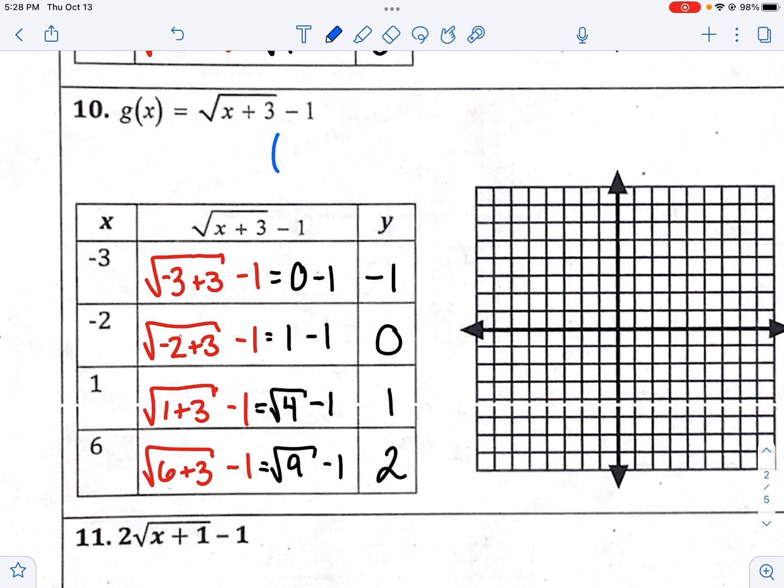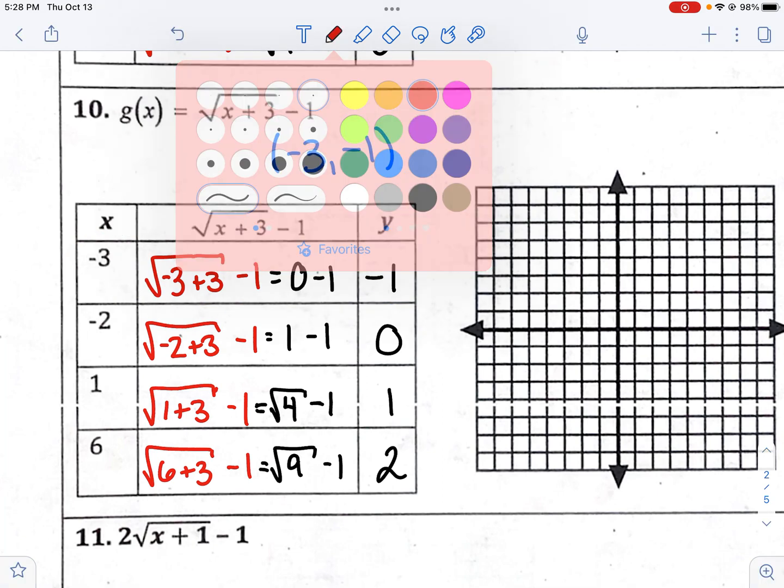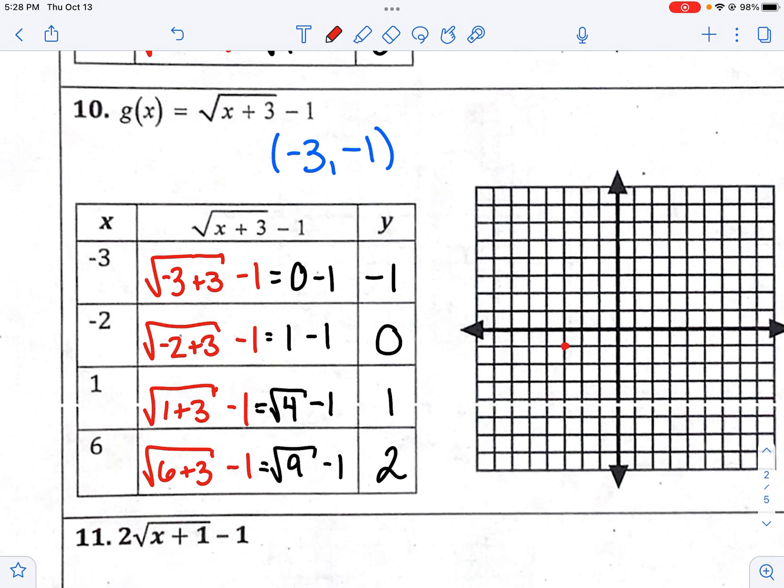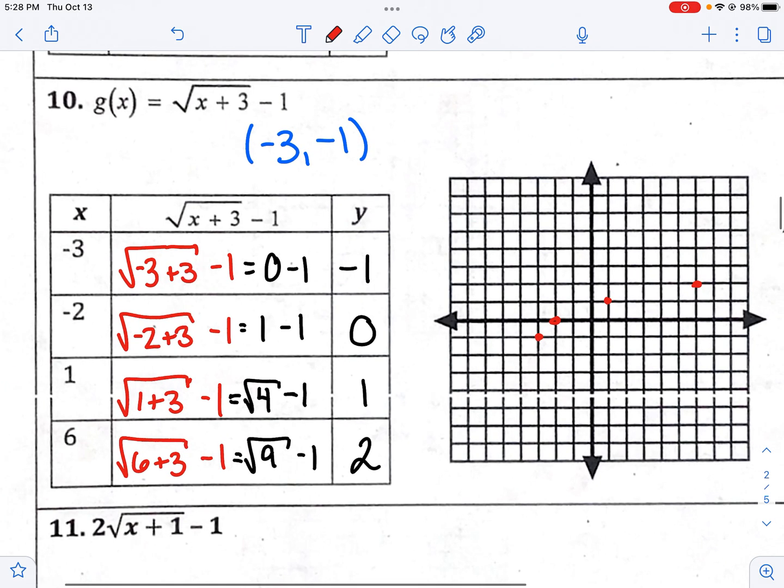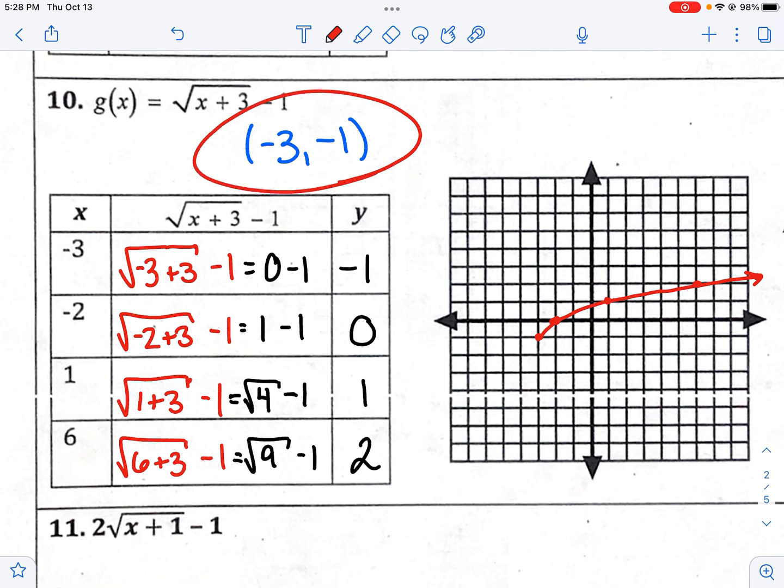So let's check our vertex one more time, just to make sure. -3 comma -1. And hey, look at that, -3 comma -1. So I'll go left 3, down 1, left 2, up 0, then up 1, up 1, and so on, to 6, comma 2. And I'll do my best to sketch this graph. That doesn't look half bad. It opens up, A is positive. I've got my vertex at -3, -1. Everything works out there.